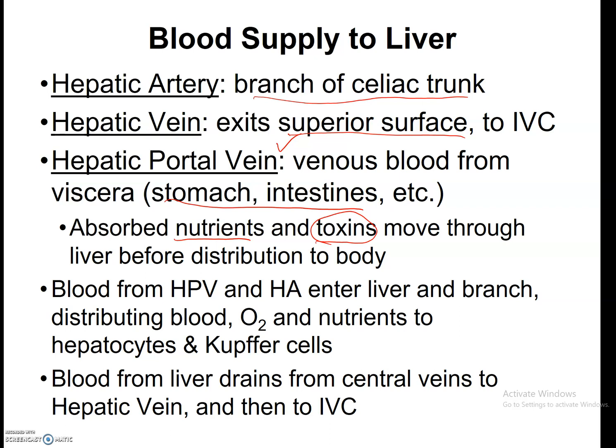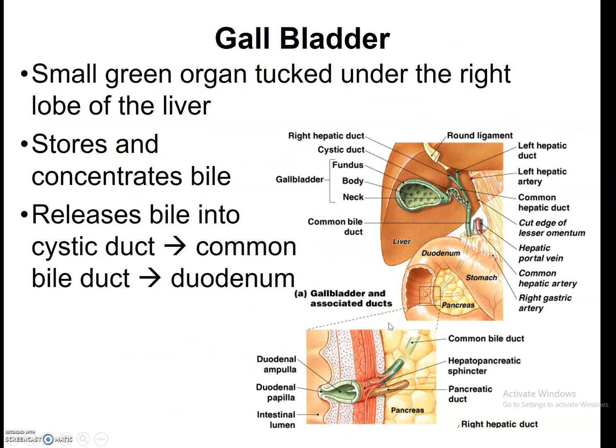Blood from the hepatic portal vein and the hepatic artery go to the liver and branch to distribute blood, oxygen, nutrients to the hepatocytes and the Kupffer cells, and the hepatocytes are going to be interacting with any of those toxins to kind of inactivate them. You'll hear more about that in physiology. Eventually, the blood from the liver drains from central veins into the hepatic vein and then into general circulation.